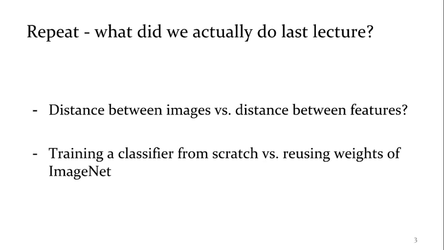Okay, so there are 2 points from last class which maybe I didn't explain that well. One of them was searching by the distance between images and between features, and what the difference is. Maybe it's theoretically simple, but I have some more images here. And also what is the difference between training a whole neural network from scratch versus reusing some weights, like last time.